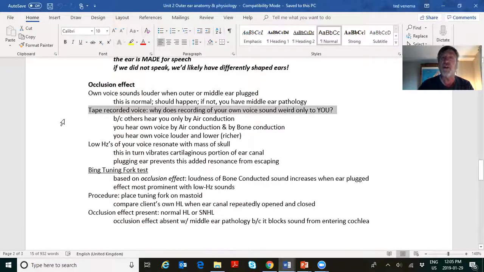It's because others hear you only by air conduction, sound waves traveling through the air. You hear yourself that way as well, but also through the bone. So you hear yourself louder than other people hear you. You hear yourself by air conduction, sound waves going from your mouth to your ears, but also by means of bone conduction. So others hear you by sound waves traveling through the air. You hear yourself that way too, but also through the bone of your skull, which has mass.